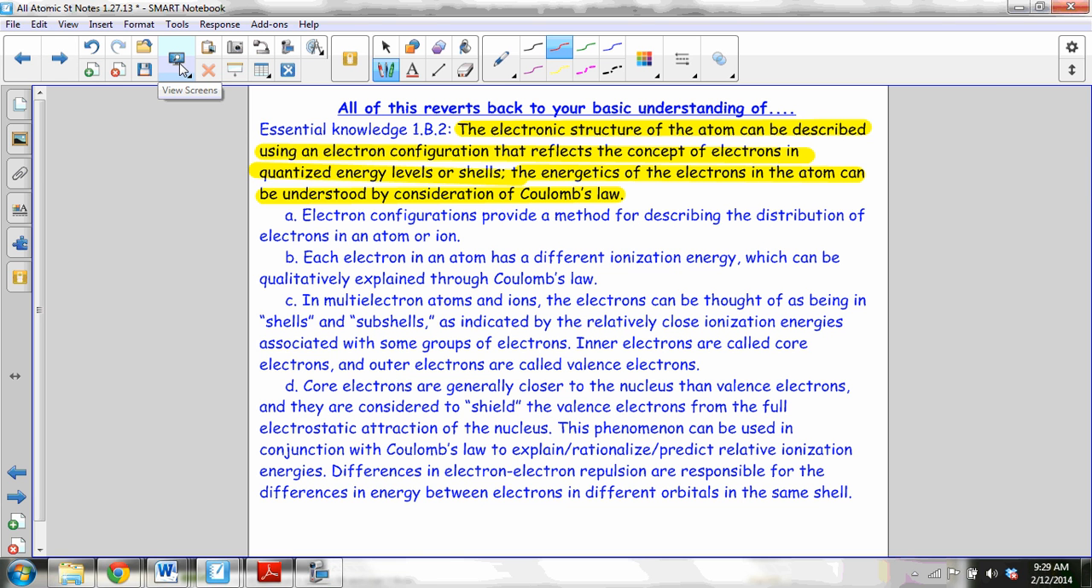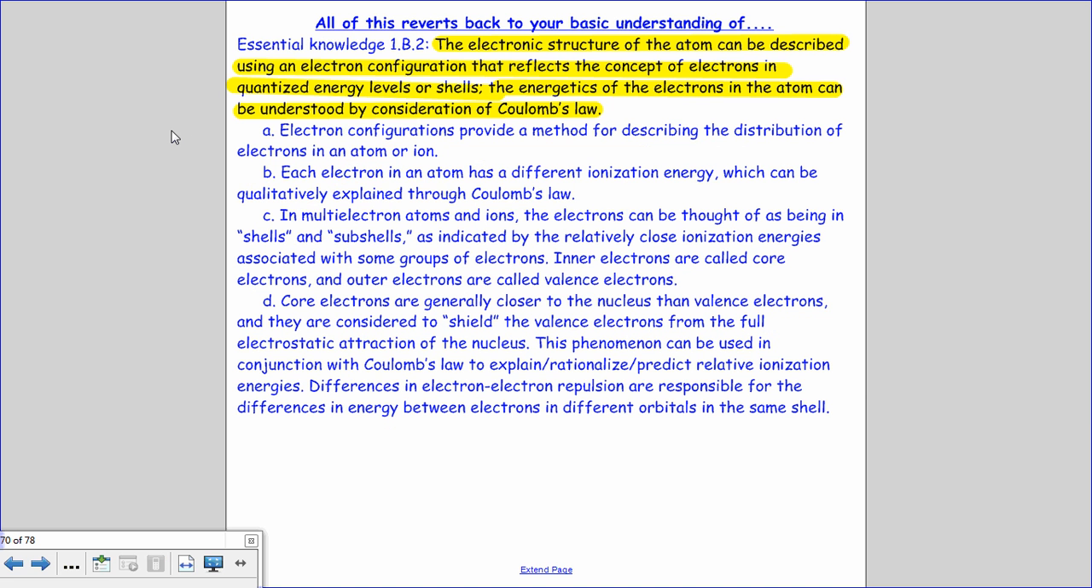Okay, more information from College Board. Basically, the PES method of analyzing electron configurations all relates back to you understand what electron configurations are, how we got there, and Coulomb's law. So I'll just read this basic bit to you. The electron configuration of the atom is described using electron configuration that reflects the concept of electrons in quantized energy levels or shells. Therefore, there's that shell model again. The energetics of the electron can be understood by consideration of Coulomb's law. So if the distance is great, then the force of attraction is low, so you can remove those electrons much easier than if the distance is small.